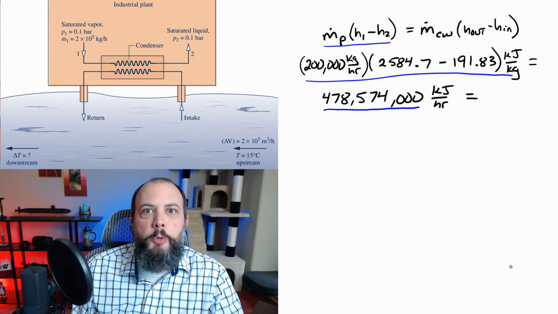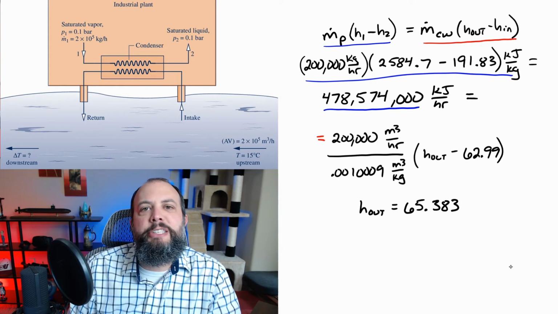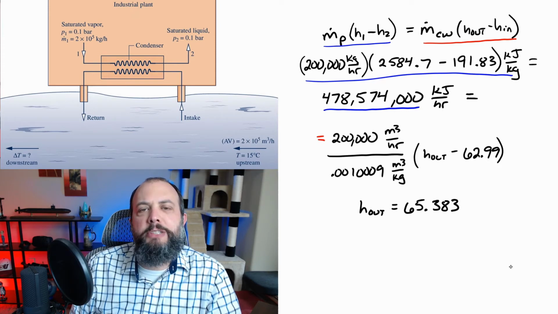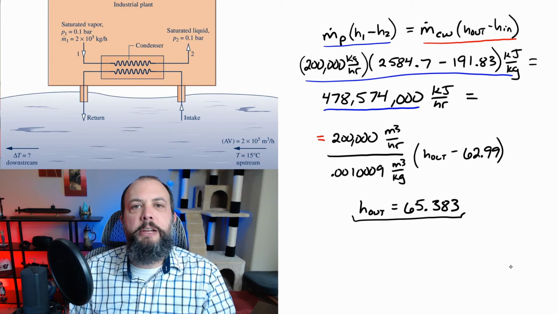We have all the numbers for the left side of the equation, so plugging them all in, we get this really big number. Plugging in the values we know for the right-hand side of the equation, we're able to solve for H out in order to see that enthalpy does go up a small amount. But this is not the final answer. We're actually asked to find the final temperature of the river water. And you guessed it, we celebrated too early. We are going to have to do some steam table interpolation after all.